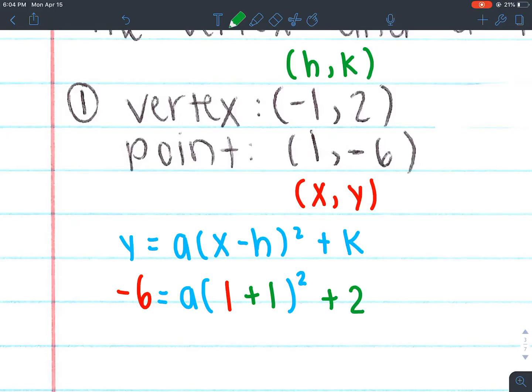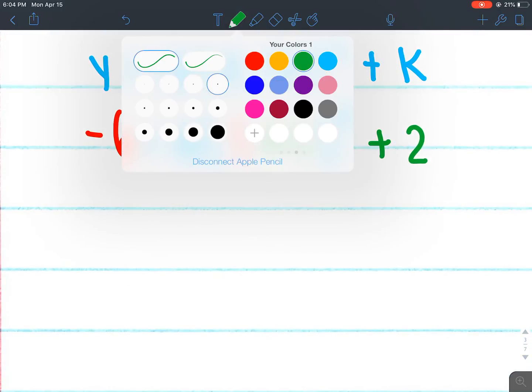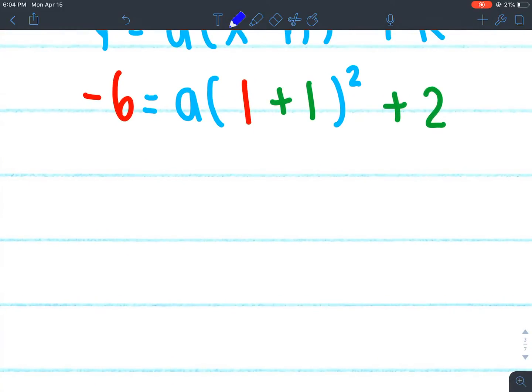And then the blue part is just what I don't have filled in. So what variable do I not know? I don't know my a. I'm solving for a, basically. Now, from this part, you just simplify.